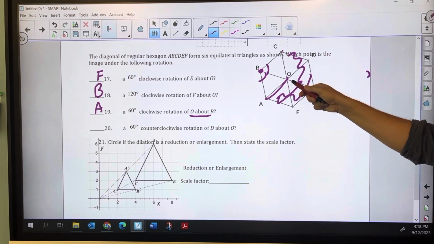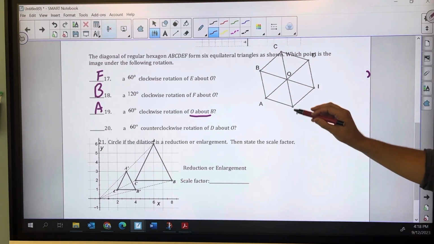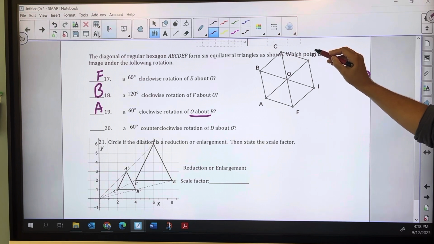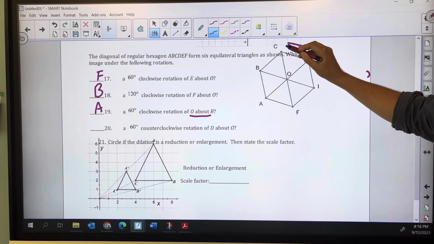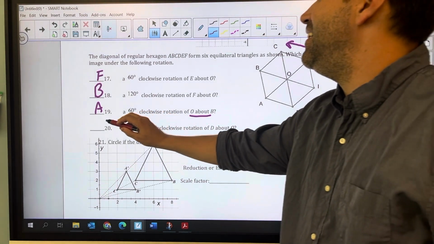And then the last question moves back to the center, but it moves counterclockwise, D about O. So here's D. Since I'm moving counterclockwise, the opposite direction of a clock, I'm going to move towards C.